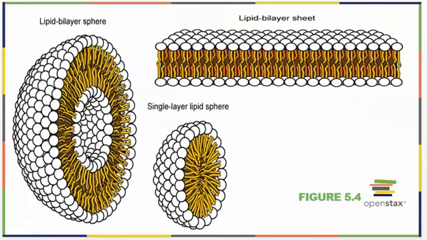In an aqueous solution, phospholipids tend to arrange themselves with their polar heads facing outwards and their hydrophobic tails facing inwards. You can see here in these different depictions the kind of structures phospholipids tend to make entirely on their own.